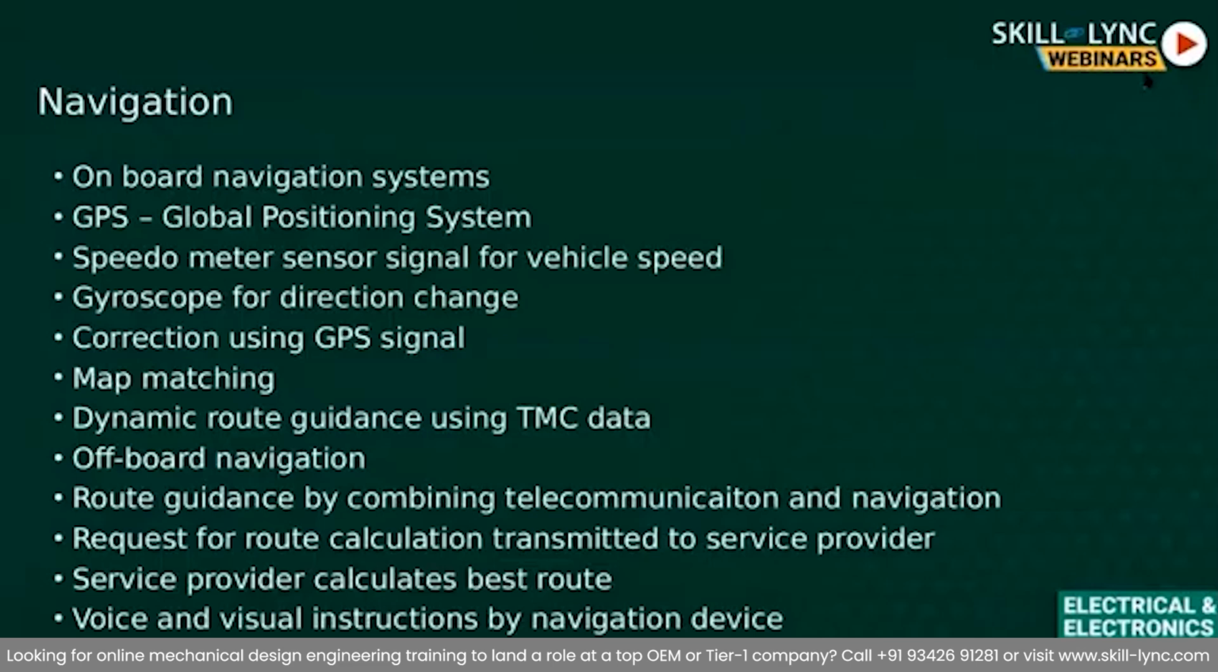In this slide, we are going to discuss navigation features. The navigation features included in the car are the onboard navigation system, GPS, which stands for Global Positioning System, speedometer, gyroscope for direction change, correction using GPS signal, map matching, dynamic route guidance using TMC data, off-board navigation, route guidance by combining telecommunication and navigation, and so on.